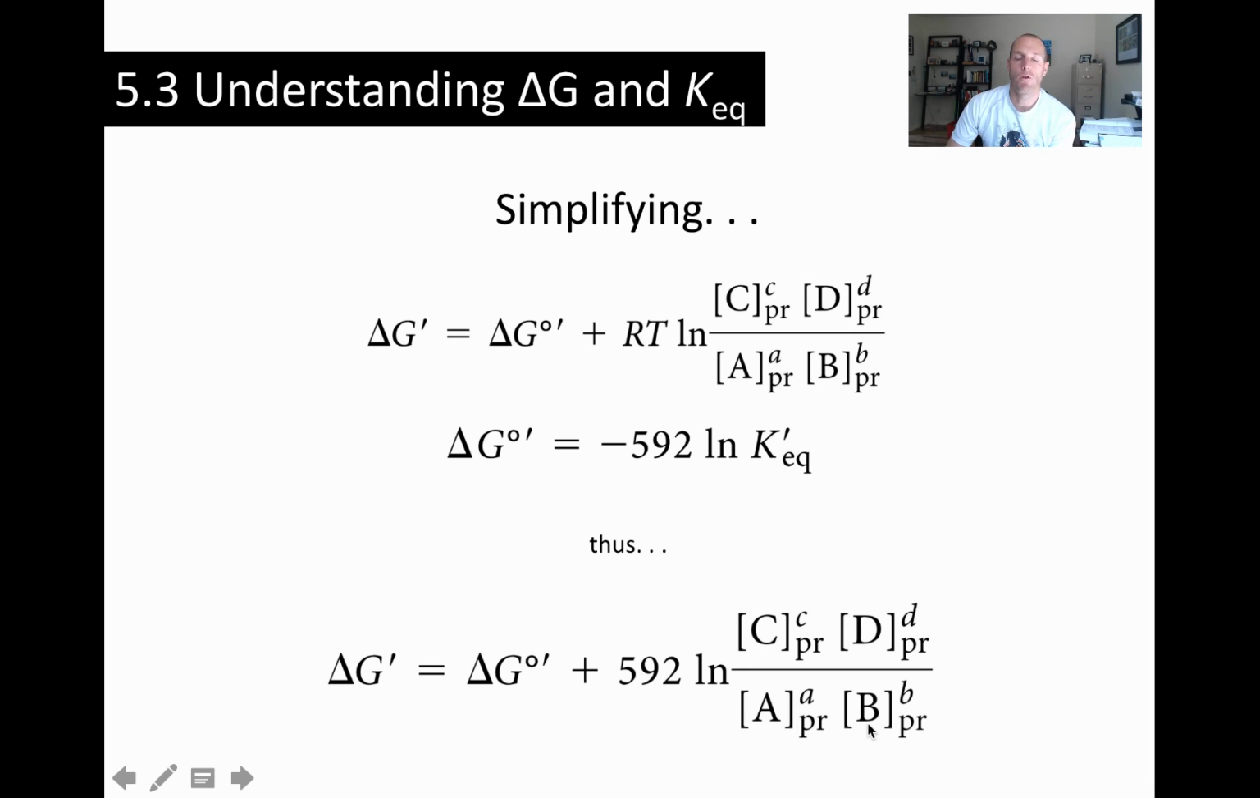It looks confusing, but you have to work through it. Your book does a good job of walking through these equations and explaining how you get from the simple equilibrium constant all the way out to being able to calculate delta G prime, and that's what we care about here.